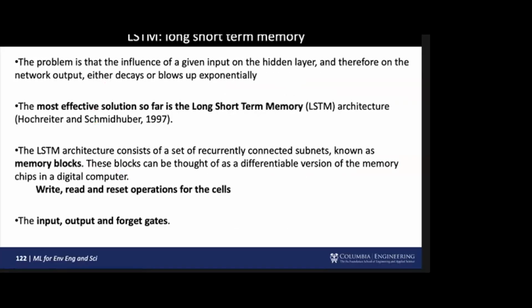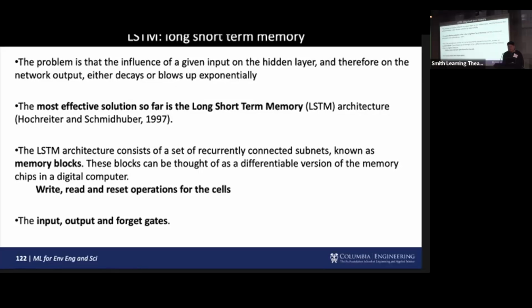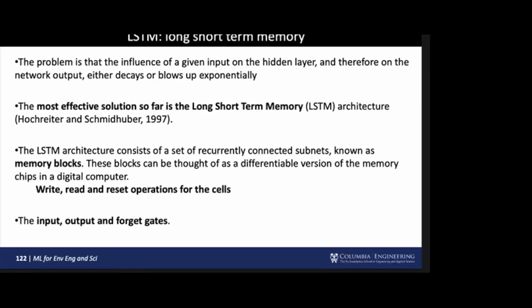Okay, so as we discussed, standard RNN struggles because the memory decays or blows up over time, right? So the most effective fix for this is the LSTM structure, long short-term memory. It's a structure for recurrent neural networks. Think of LSTM as having memory blocks that act like a digital computer. These blocks can read, write, and reset information using three special gates: the output, input, and forget gate. This allows the neural network to decide exactly what is worth remembering and what should be thrown away.